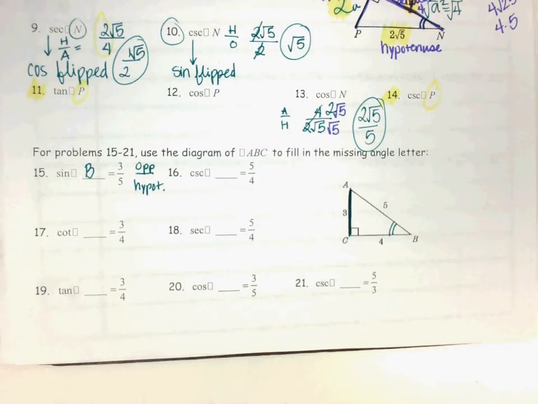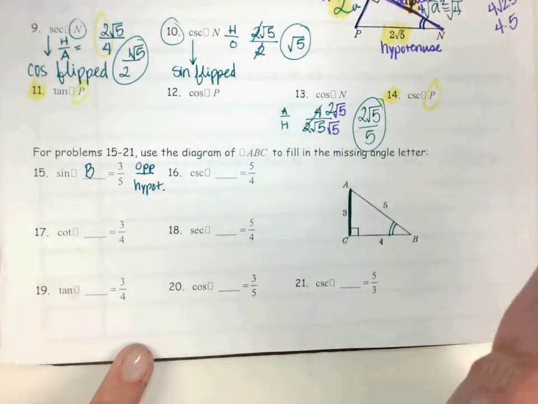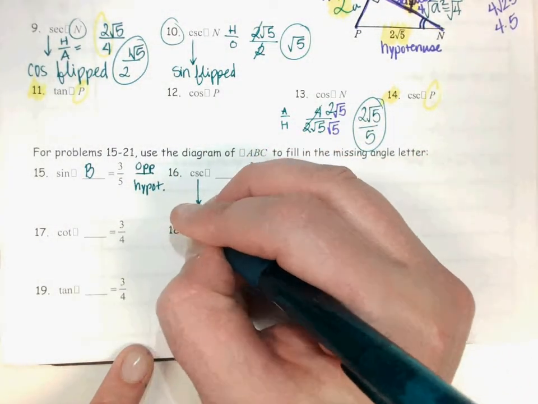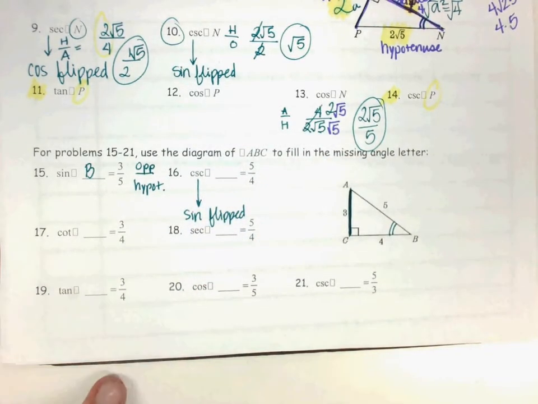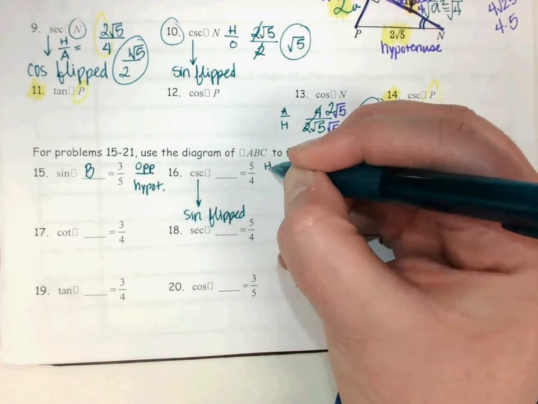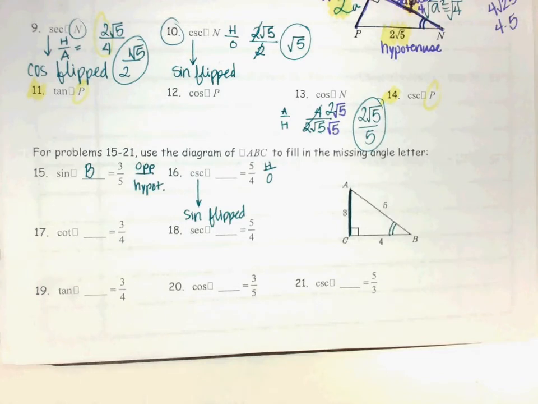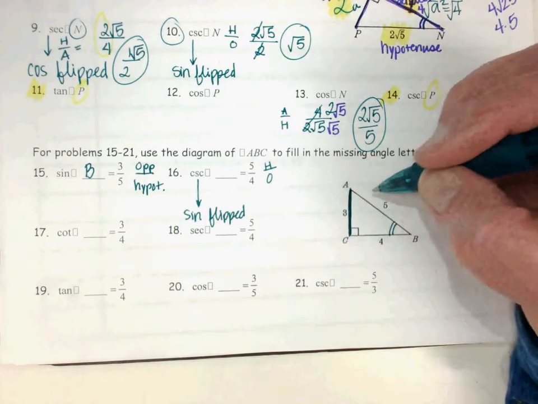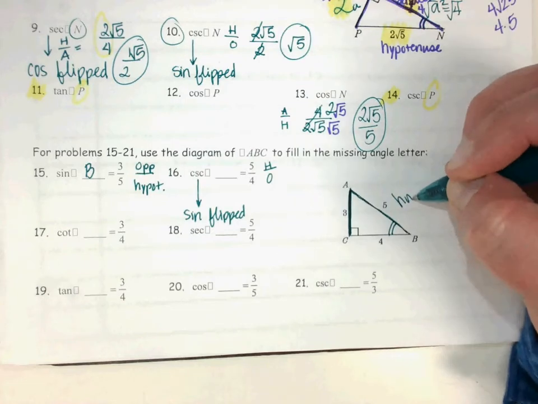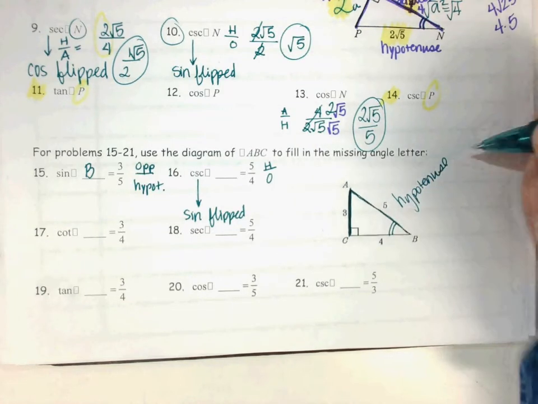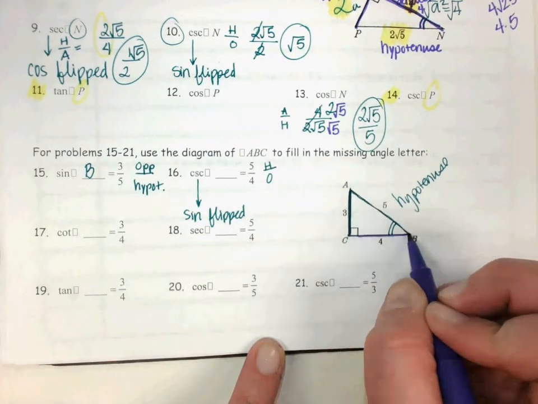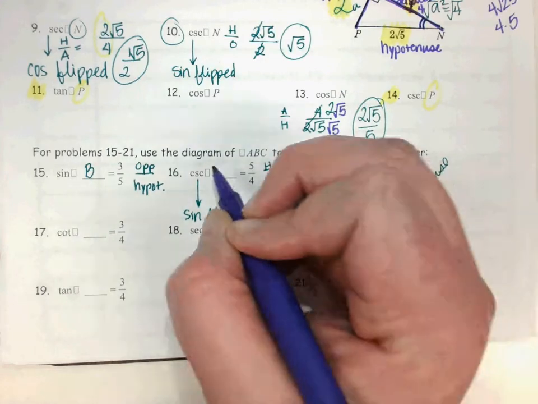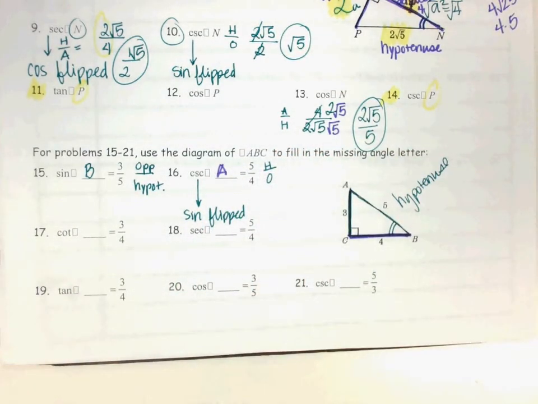Let's just do 16. Cosecant. Who is that flipped? Cosecant goes with sine. Sine flipped. So sine is opposite over hypotenuse. Then what is cosecant? Hypotenuse over opposite. So if I want 5 to be the hypotenuse, well, duh, that's always the hypotenuse. But then if I want 4 to be opposite, 4 is here, then what is 4 the opposite of? A. Does that make sense what you're doing?